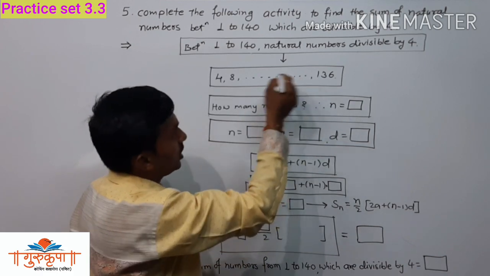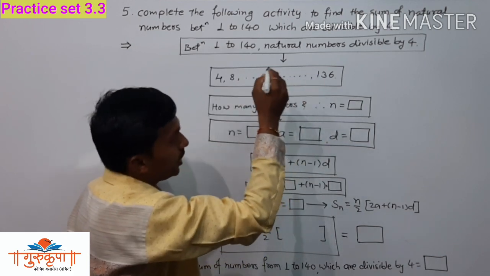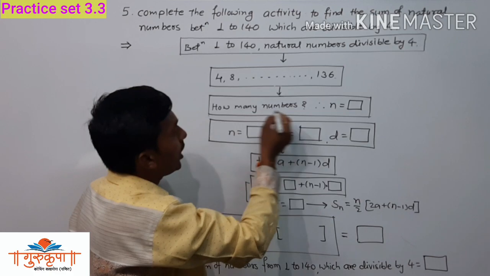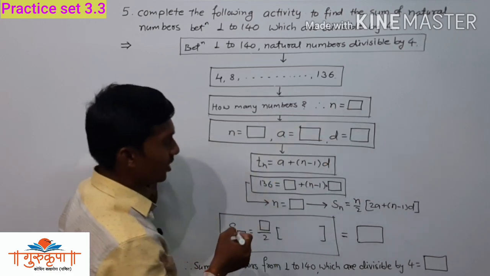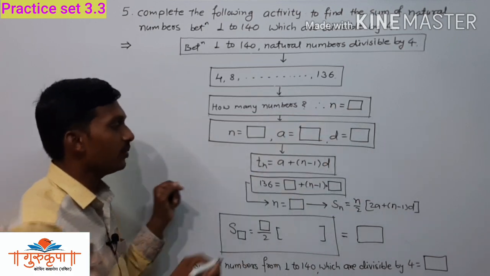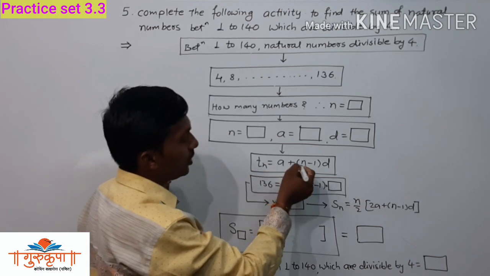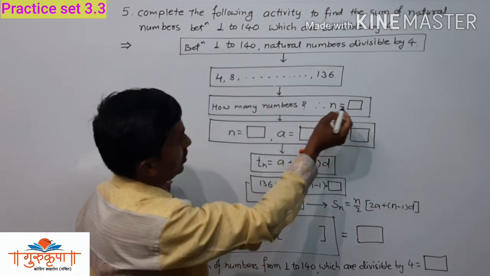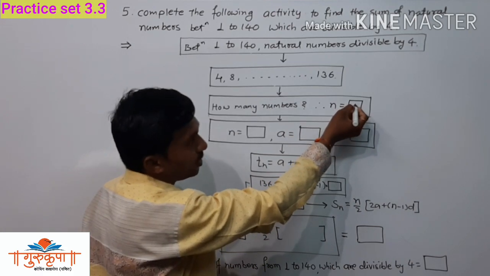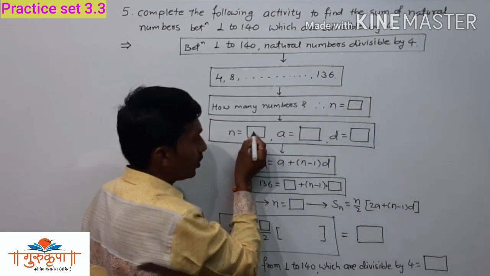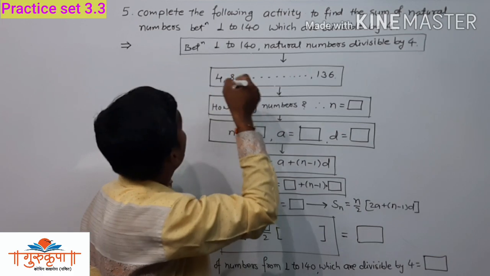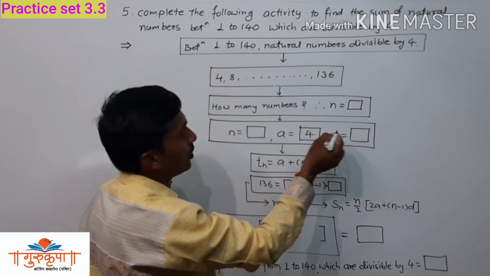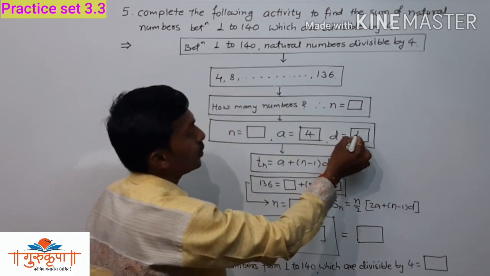How many numbers are there in this AP? For finding that, we have to find the value of n. Here we can find the value of n. Here Tn is equal to a plus n minus 1 into d. Here we cannot write the value of n now, but we will put the value of a, that is 4, and the value of d, that is also 4.